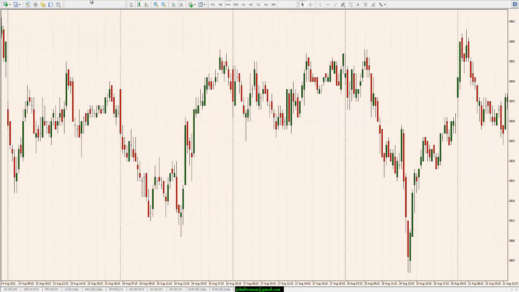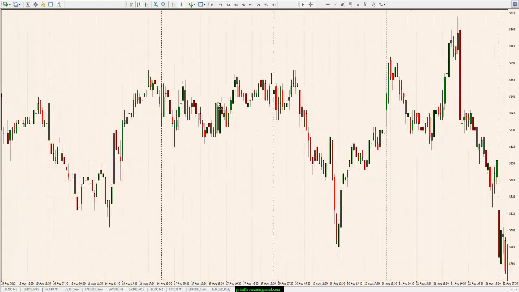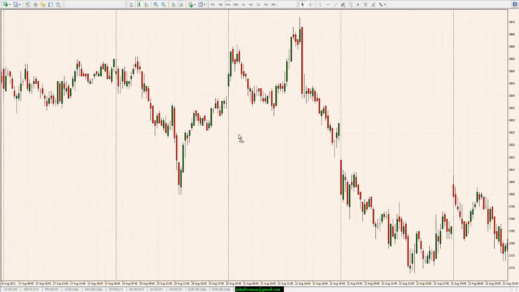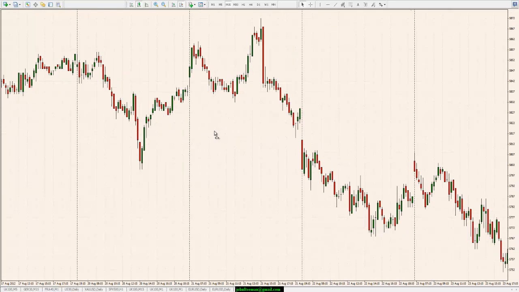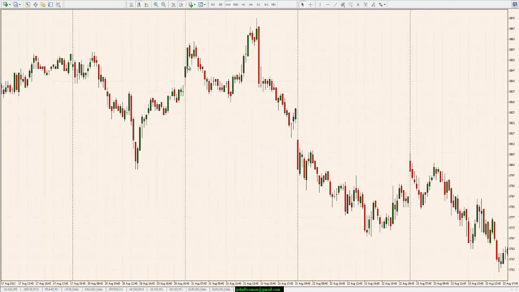Now I've got a Fuji chart up here, and it's on a 15-minute time frame. So what I want to do is find a day where we had some up and down data. Now this looks quite good. This goes up, yeah, this could be good.